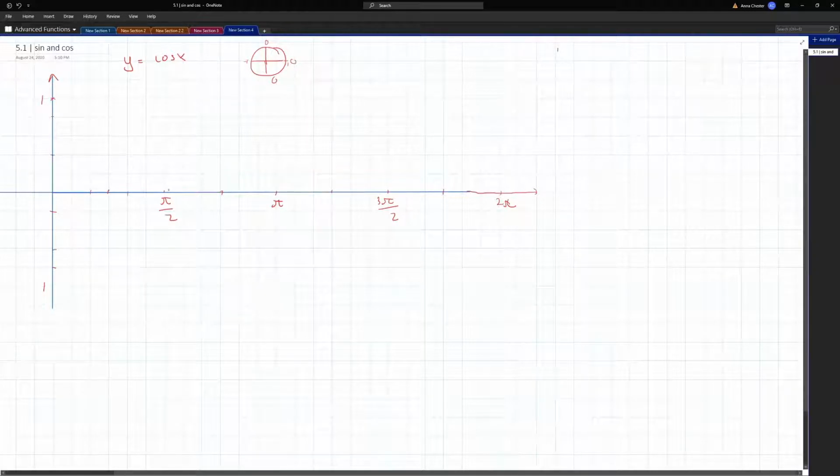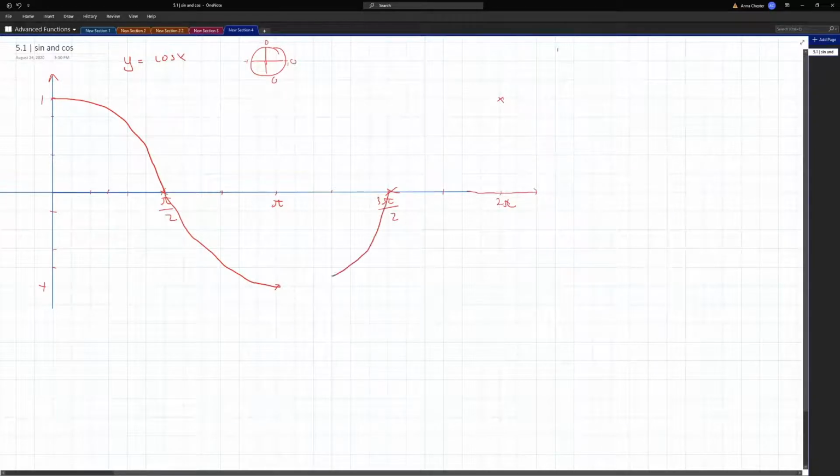So let's graph those points. So 1, 0, negative 1, 0, 1. Now, again, make sure that you have rounded tops. There you go, that was one of the best rounded tops we've had so far. And then our last one, there you go. That is the graph of y equals cos of x.